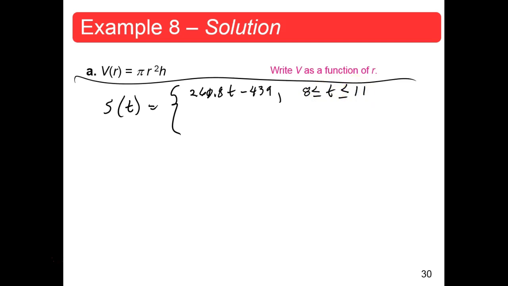Now here's what they do with the years. They drop the 2000, and they just put 8 to 11 for 2008 to 2011. So each of these represents a year after 2000. This is how they shorten it, so this equation makes more sense. And then the second part is 151.2 T plus 714. And that's good for all T's between 12 and 15, 2012 to 2015.